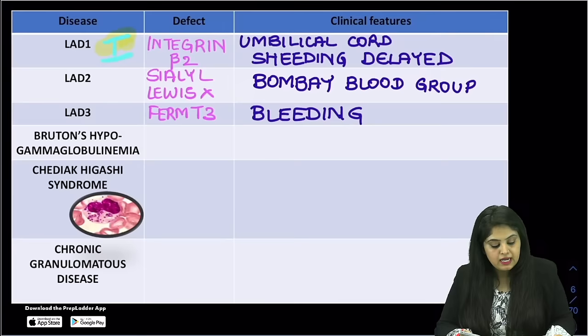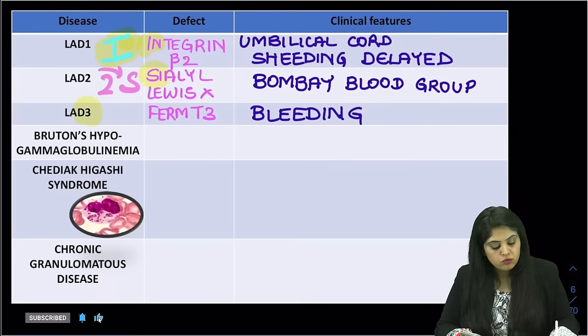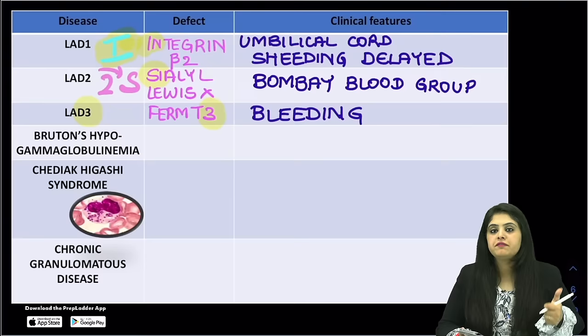What is the problem in LAD 2? You're going to flip the 2. What will you get on flipping the 2? We will get an S. So what is the defect? Sialyl-Lewis X defect. And when you write 3, you have a 3 defect, that is the Fermitin 3 defect. Easy for everyone: 1 for 1, 2 for 2, 3 for 3. That is how you learn the defects.